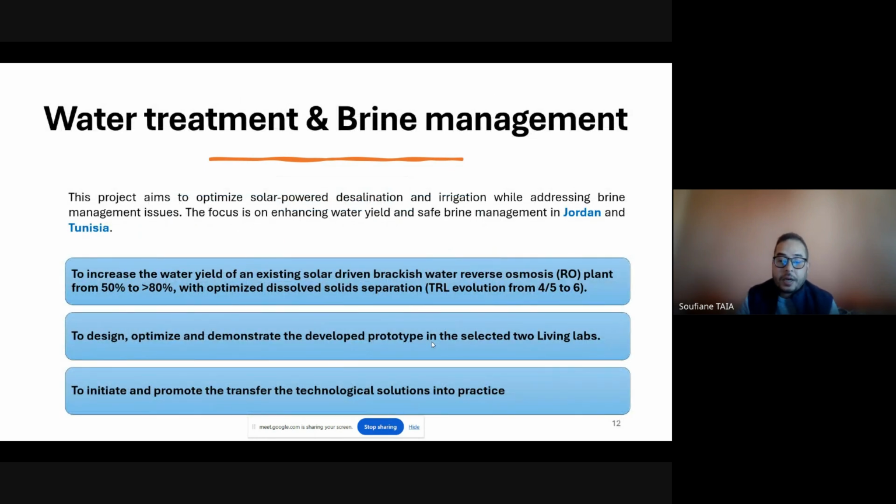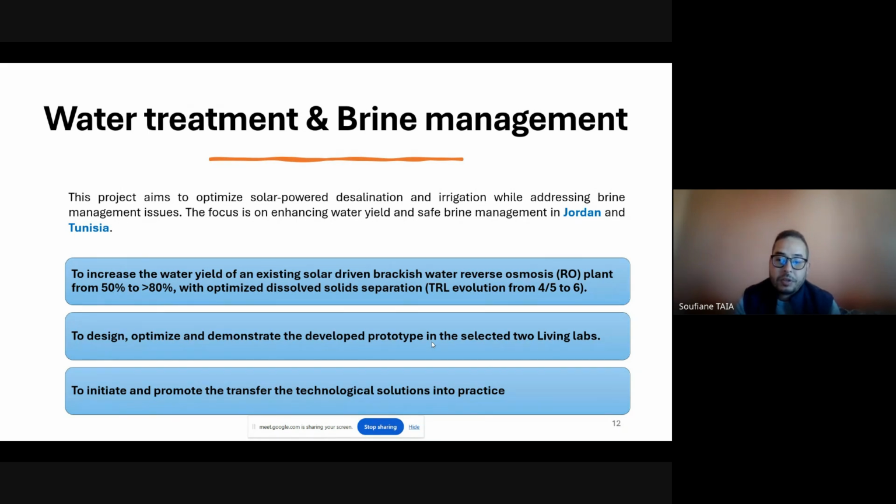So in this part of the project, we focused on optimizing a solar power desalination plant with a particular focus on brine management. This initiative targets improving the management of brine water in Jordan and Tunisia.